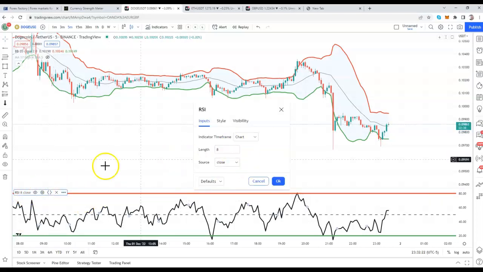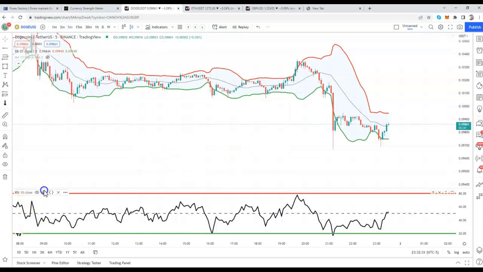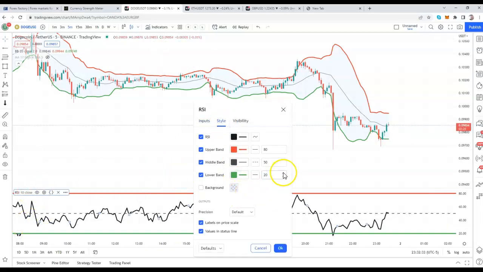Change the setting on it. If you want to change the length, all you do is hit on the settings bar, go up to whatever length you choose. I'm going to choose 10. If you want to change the style, different colors, more power to you. You're more than welcome to change it. I have it on 80 and 20, so that way the market's extremely overbought or extremely oversold at those levels.